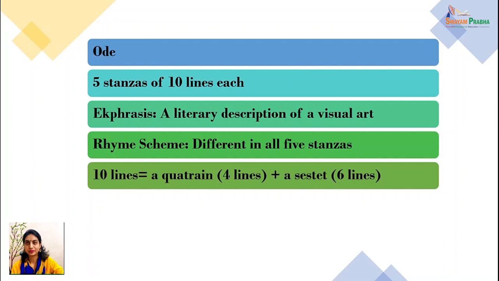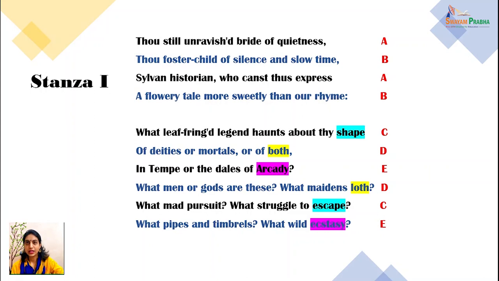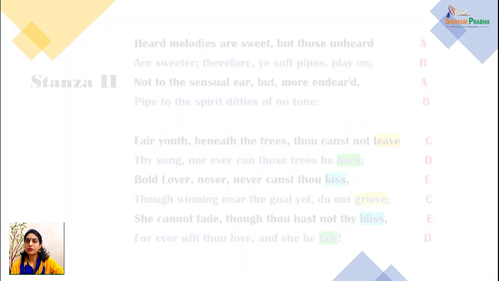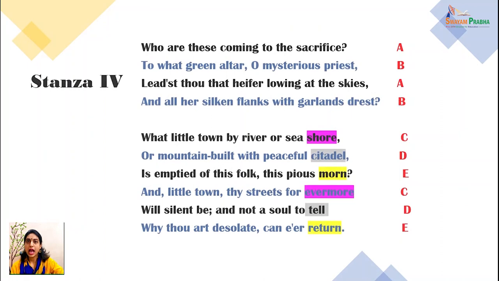This ode is divided into 5 stanzas and each stanza has 10 lines in it. The 10 lines of the stanzas are further divided into a quatrain that rhymes as ABAB and a sestet, often called a Miltonic sestet. But the rhyme scheme of the sestets in all the 5 stanzas is different. In the first stanza, the sestet rhymes as CDE, DCE. In the second, it is CDE, CED. In the third and the fourth stanzas, it is CDE, CDE. And the last stanza rhymes as the first only.